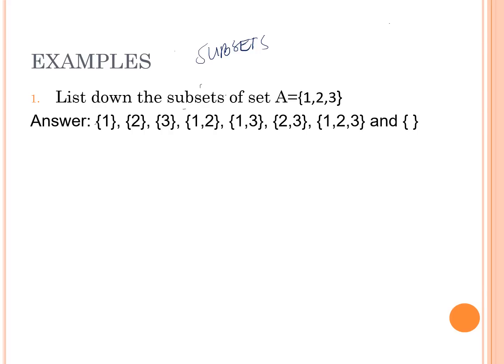Take note, if you are going to write subsets, they should be enclosed by braces to denote that it is a set. So we first wrote each of the elements of the set. We started with 1, only 1, followed by 2, and then 3, and then after that we combined 2 numbers. So we have 1 and 2, followed by 1 and 3, 2 and 3. After that, if we don't have any other combinations, we write all of the elements, which are 1, 2, and 3.